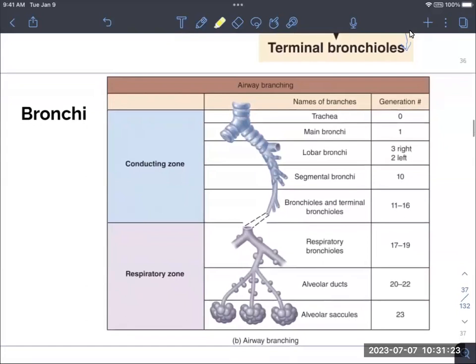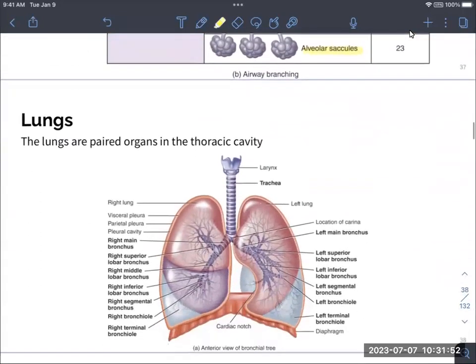So this is a nice chart that shows some of this branching that is taking place. The respiratory zone is in these respiratory bronchioles, these alveolar ducts, and these alveolar sacs. This is where we can exchange oxygen and carbon dioxide with our blood. Once air travels into this area, gas exchange can actually happen.